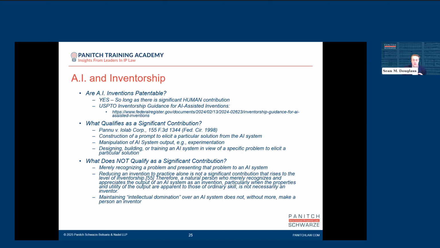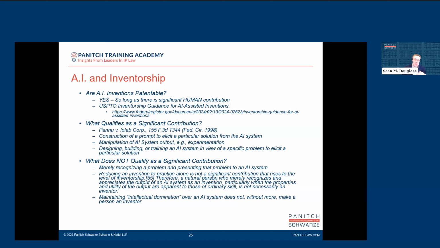So if you're designing, building, and training the AI system to address a particular problem that you or your corporation or anybody has, and you are the one who is putting the data, collecting the data, training, organizing the data, or just ingesting all the data, et cetera, and then fine tuning those models, that is enough to get you into the significant contribution threshold as well.